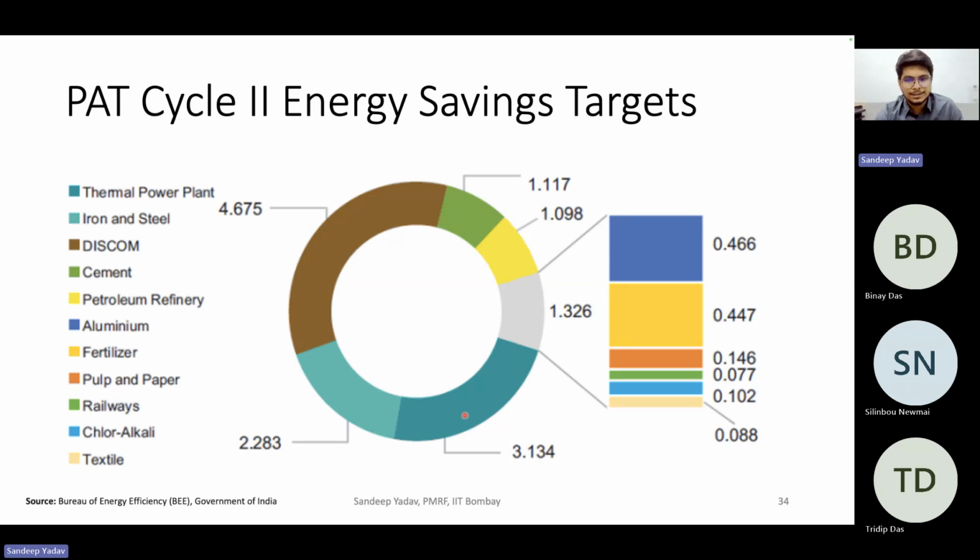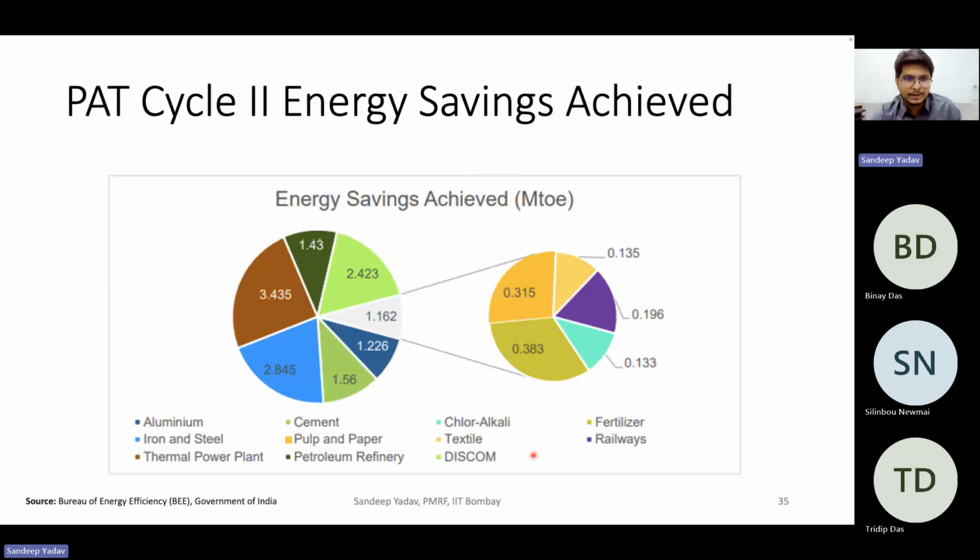If you can see, this is 3.134, and it has achieved 3.43. So the remaining achievement, it can trade to some other industries that are not able to perform. So that's how it works. Perform, achieve, or trade. Achievement is whatever target is set for you, you will achieve.